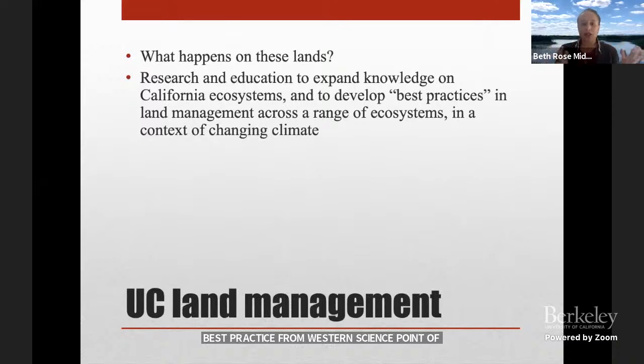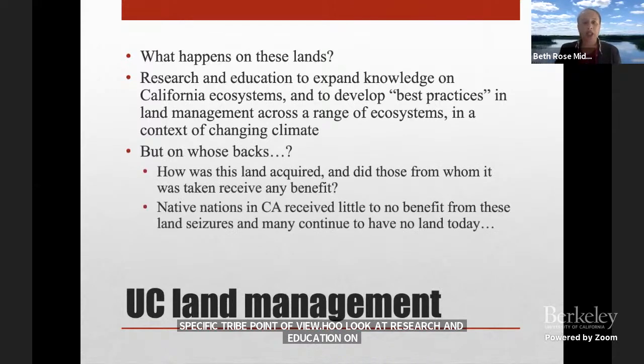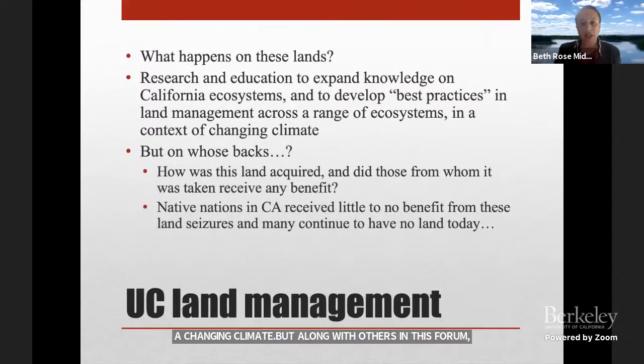So we look at research and education on ecosystems and then developing land management strategies in the context of a changing climate. But along with others in this forum, I ask on whose backs? How did this land become UC land? Who did it come from? And did those who it was taken from receive any benefit? And as we know from the previous presentations, Native nations in California receive little to no benefit from these land seizures, and many continue to have no land today.